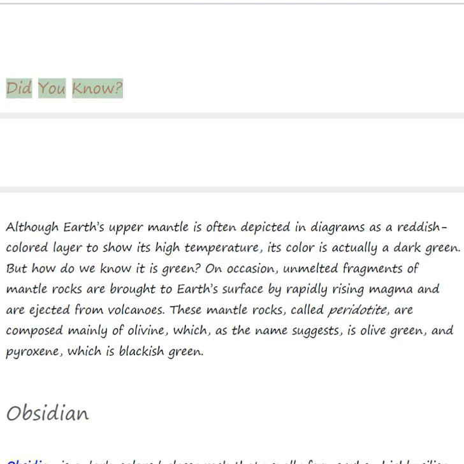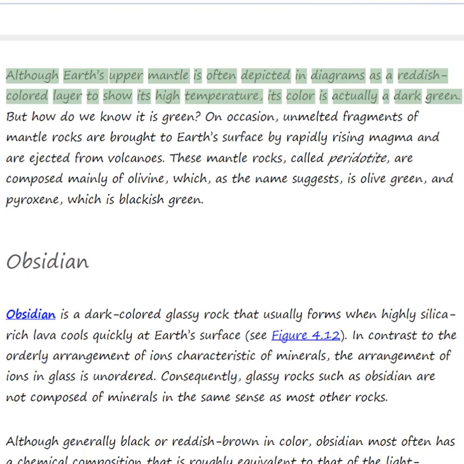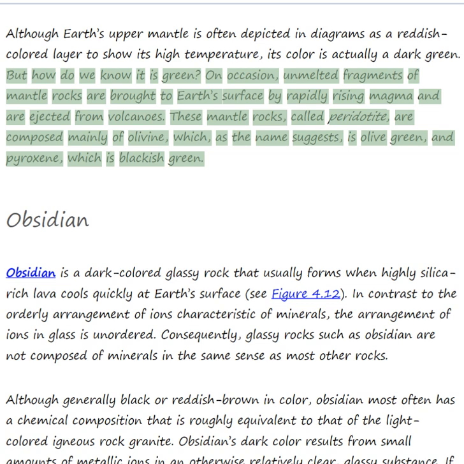Did you know? Although Earth's upper mantle is often depicted in diagrams as a reddish-colored layer to show its high temperature, its color is actually a dark green. But how do we know it is green? On occasion, unmelted fragments of mantle rocks are brought to Earth's surface by rapidly rising magma and are ejected from volcanoes. These mantle rocks, called peridotite, are composed mainly of olivine, which, as the name suggests, is olive green, and pyroxene, which is blackish green.